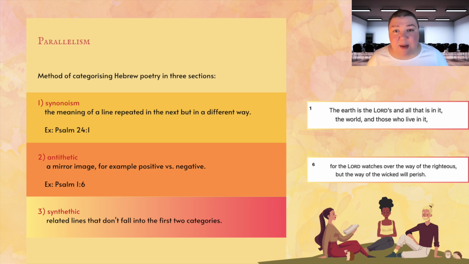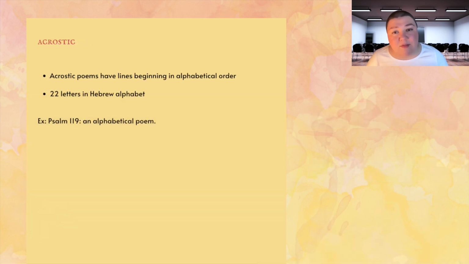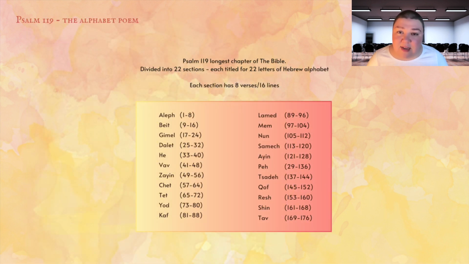Another poetry example is something called acrostic. Acrostic poems have lines beginning in alphabetical order, according to, of course, the Hebrew alphabet. There are 22 letters in the Hebrew alphabet. A typical example of the acrostic tool being used is in Psalm 119. This can also be called an alphabetical poem. Psalm 119 is divided into 22 sections, one for each Hebrew letter.